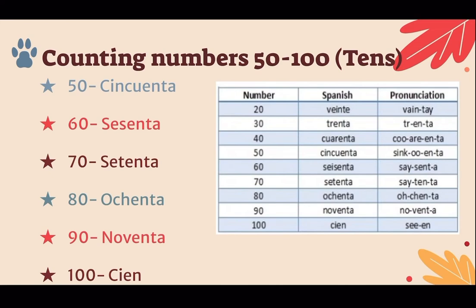51, 52, 53, 54, 55, 56, 57, 58, 59. I'll be reading the 60s now. 60, 61, 62, 63, 64, 65, 66, 67, 68, and 69. So now I'll be going into the 70s.